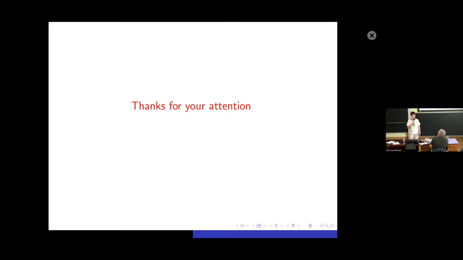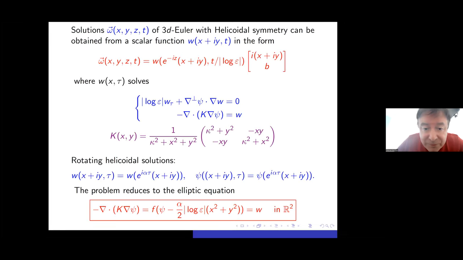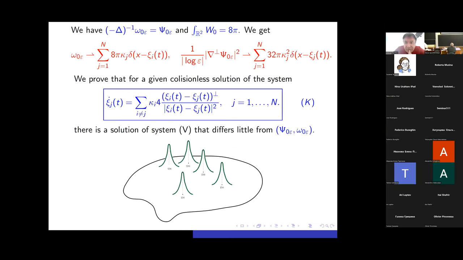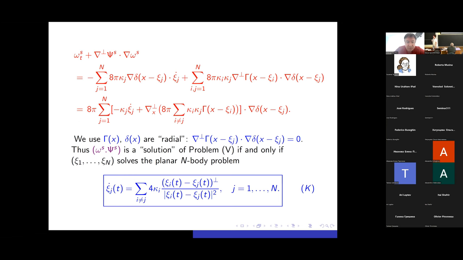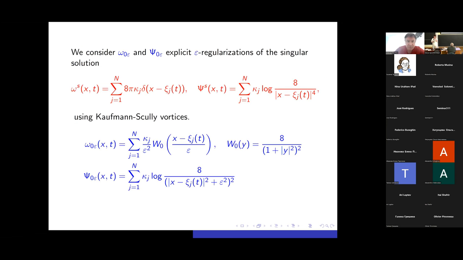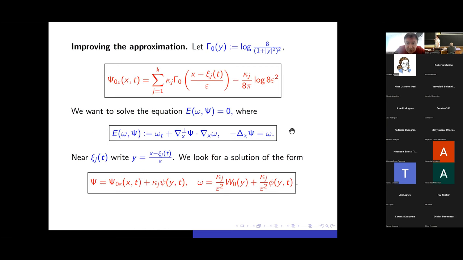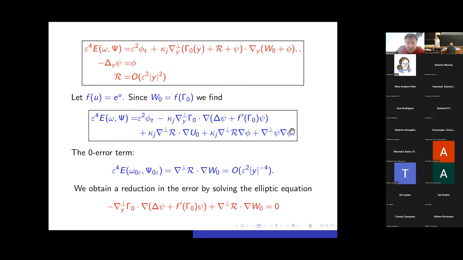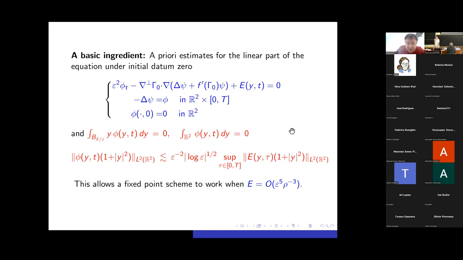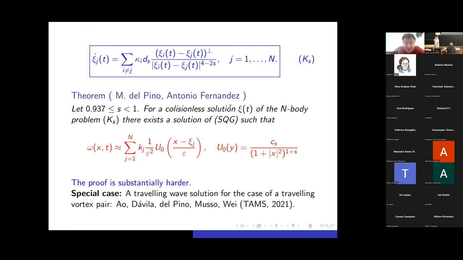Questions, comments, remarks? Manuel, could you return to the 2D case? Yeah, the end of the 2D case. You had there a very strange constant, .937. What is this? You mean for the surface quasi-geostrophic, the fractional case, this one? Yes. Sorry, I didn't say where the problem was. You mean why this number? Yeah.